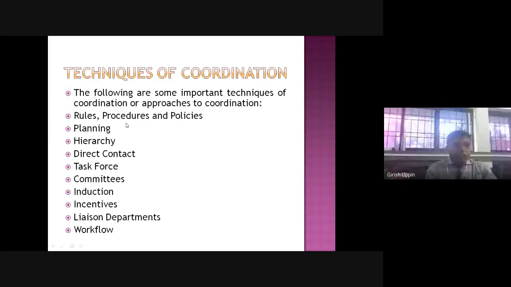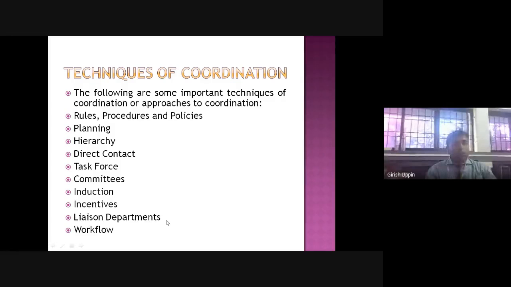Techniques of coordination. Following are some important techniques of coordination. So what are the different ways to coordinate? Rules, procedures, and policies. You can create them in such a way that you bring in proper coordination. Planning, hierarchy, what is the order, direct contact, task force. You can create a task force for better coordination. You can create committees, special committees which will coordinate among various aspects. Induction is giving information to the newly joined people of the organization. Incentives.